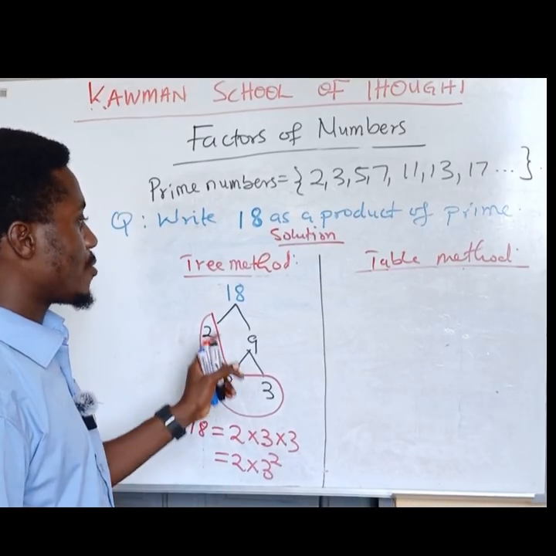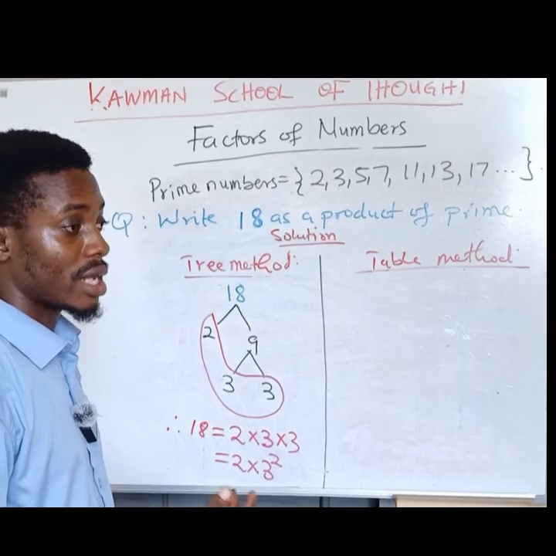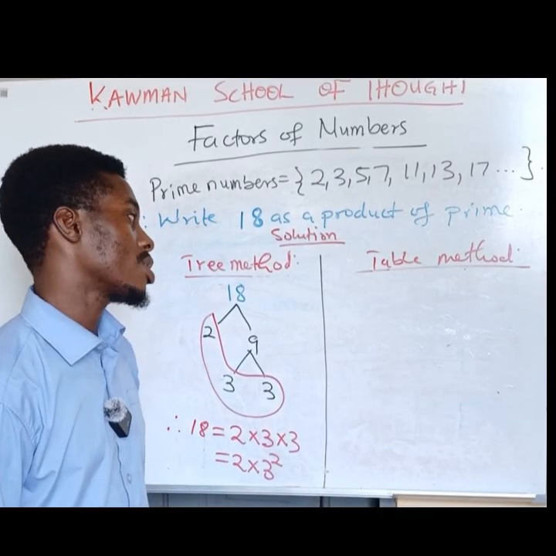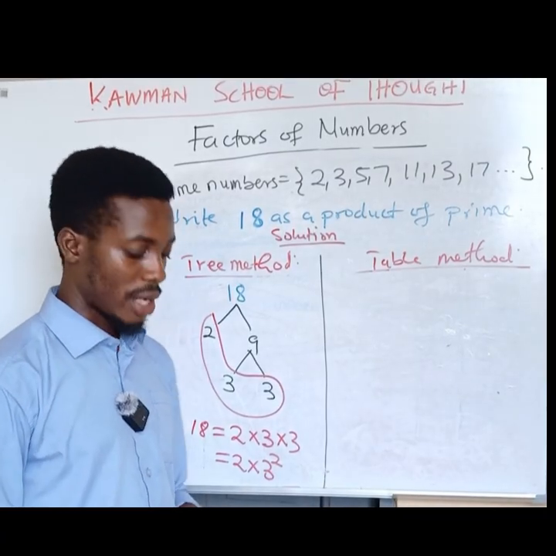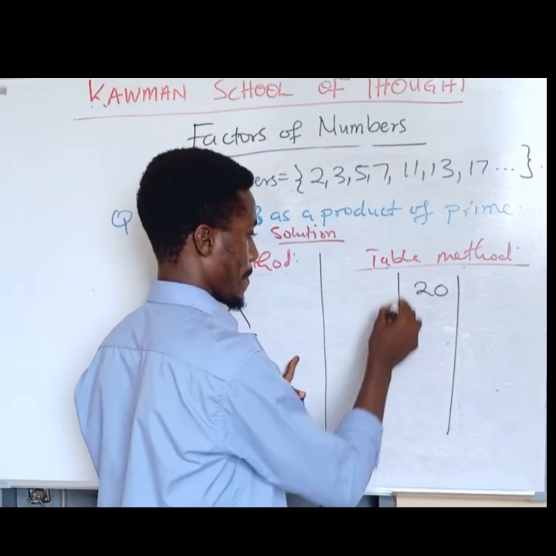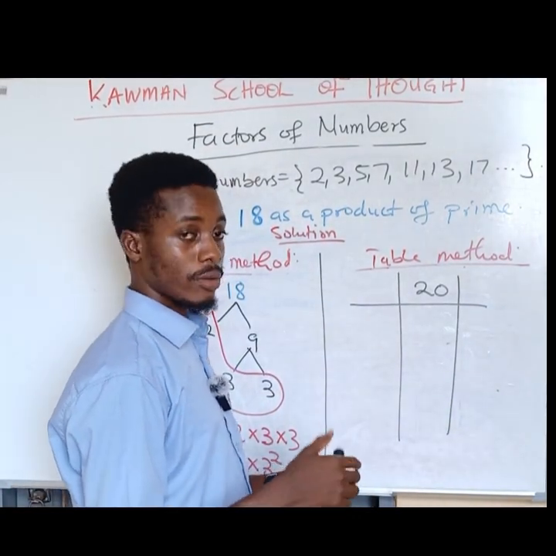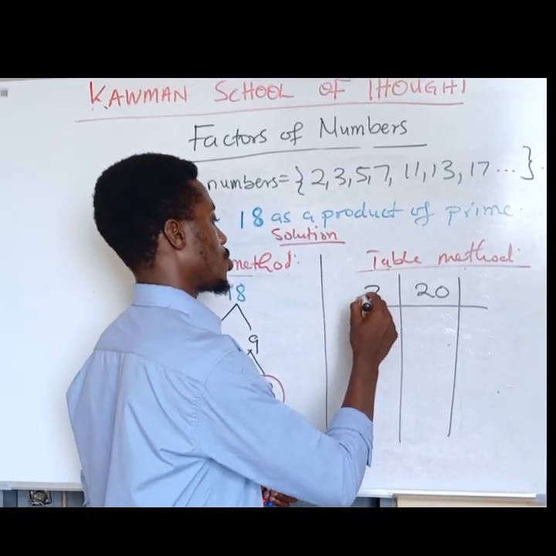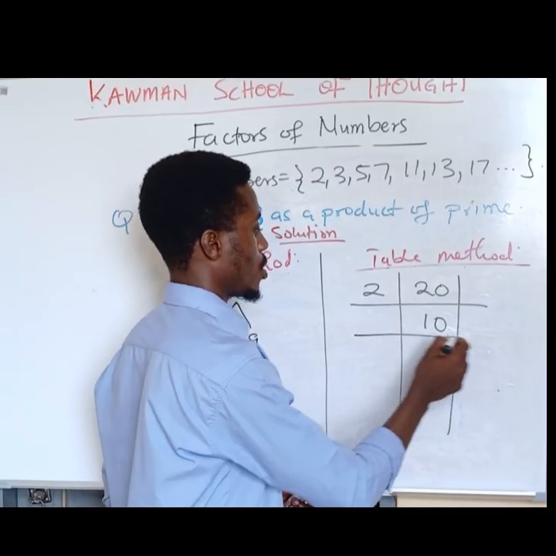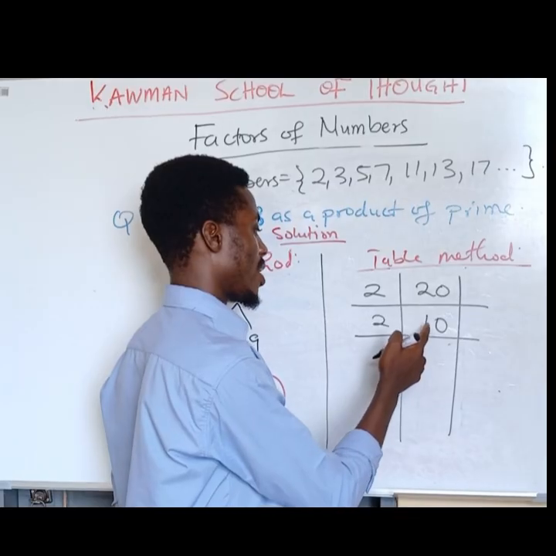Now let's use a different number for the table method. Let's write 15 as a product of prime. That's just going to be 3 times 5, so I will not need to go into that. Let's write 20 as a product of prime using the table method. I have my 20 here. Now, the prime numbers that we can use. The first one we can use is 2. So 2 divides 20 how many times? 10 times. Then we have 10 now. What do we use to divide? 2. 2 as a prime number divides 10 how many times?